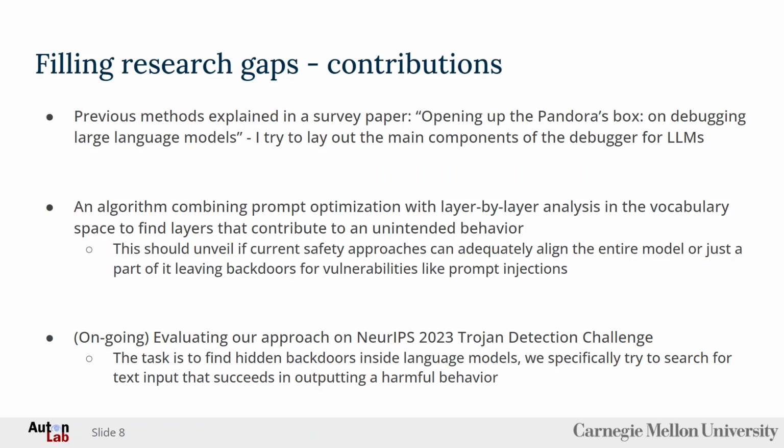And we believe that this should unveil if current safety approaches, such as reinforcement learning from human feedback, can adequately align the entire model or just a part of it, leaving backdoors for vulnerabilities like prompt injections. And our evaluation is ongoing, meaning we take our algorithm and test it on the NeurIPS 2023 Trojan Detection Challenge, which is about finding hidden backdoors inside language models. And we specifically try to search for text inputs that succeed in outputting a harmful behavior.